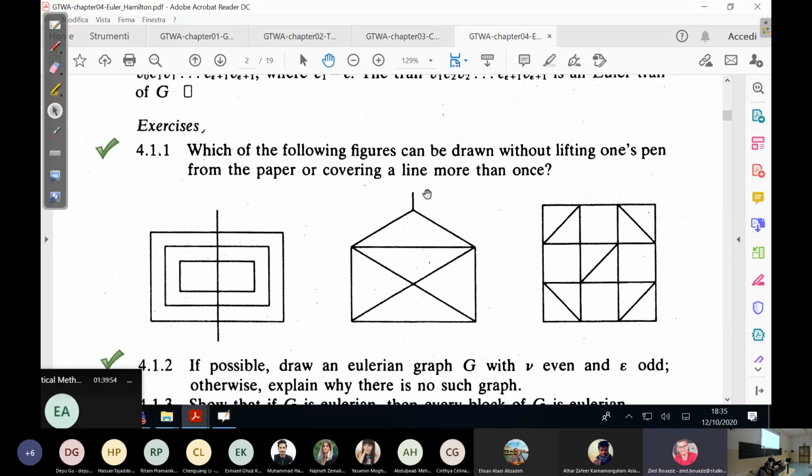Professor, when we have the odd degrees, it means that they are the start and the end of this Euler tour, right? Not tour, trail. Sorry, I mean trail. Yes, sure. Necessarily, they are the origin and terminus of the trail.